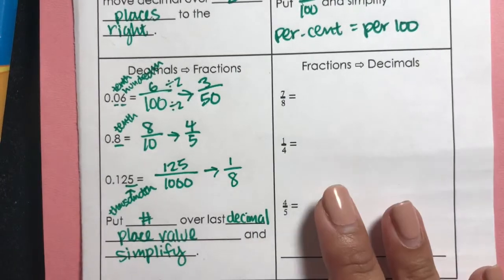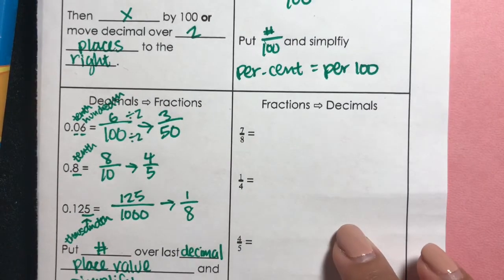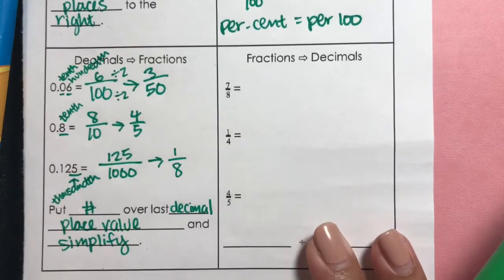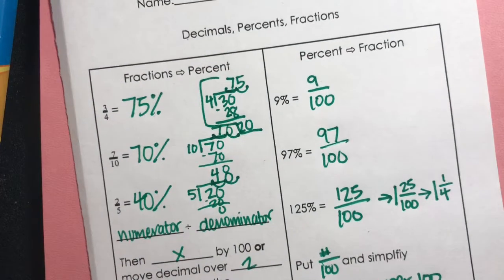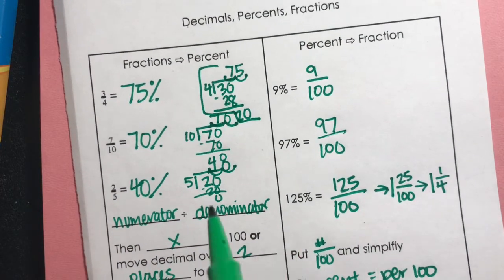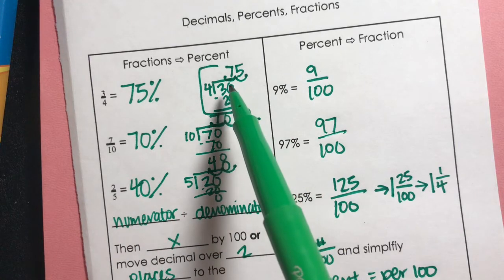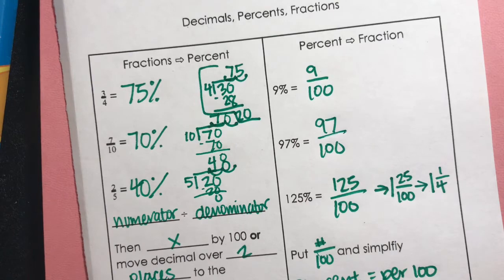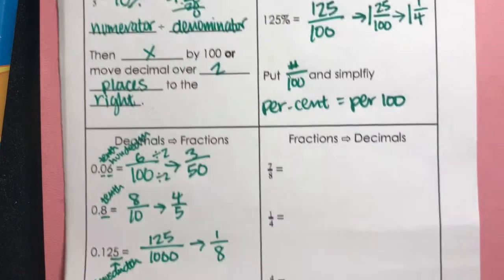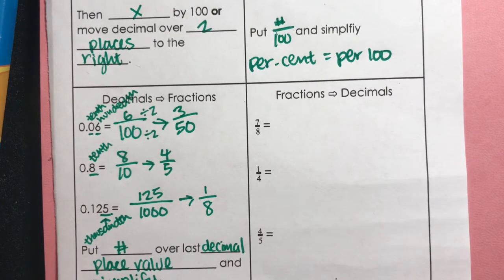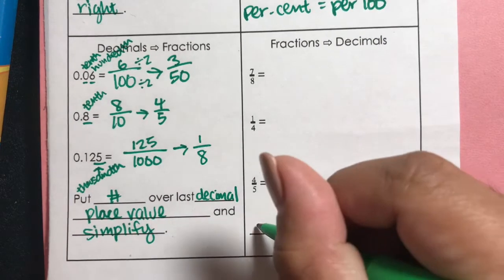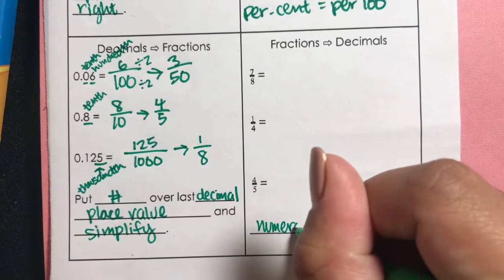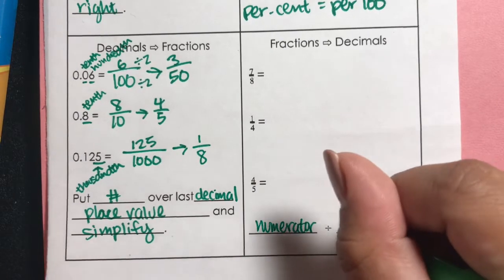All right, so for fractions to decimals, this is going to sound very familiar to you. It's the same thing as turning fractions into a percent. If you notice, when we were doing fractions to percent, it was a decimal first. Then we turned it into a percent. So we technically already went over how to turn a fraction into a decimal. For this one, all you need to do is divide the numerator by the denominator.